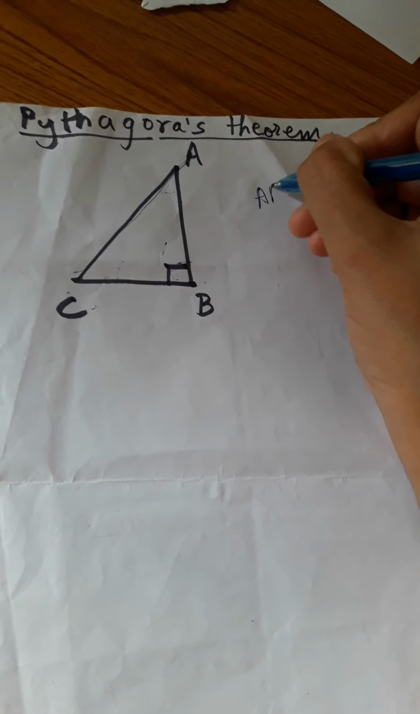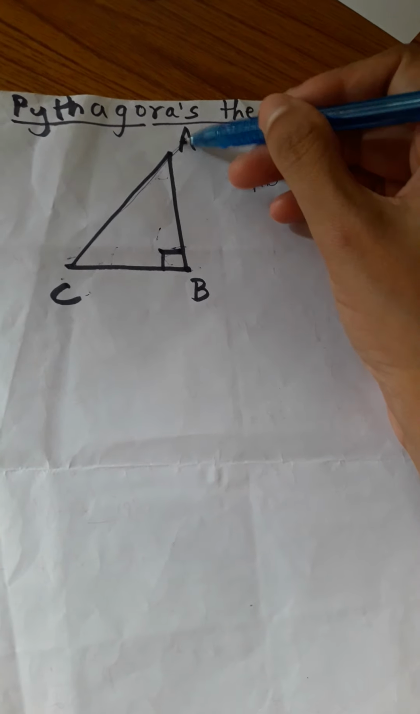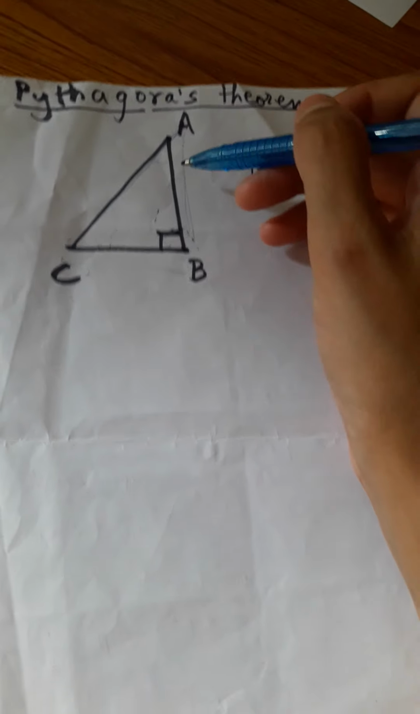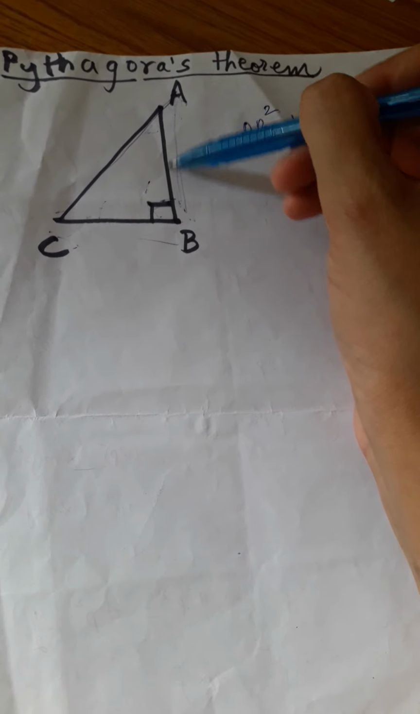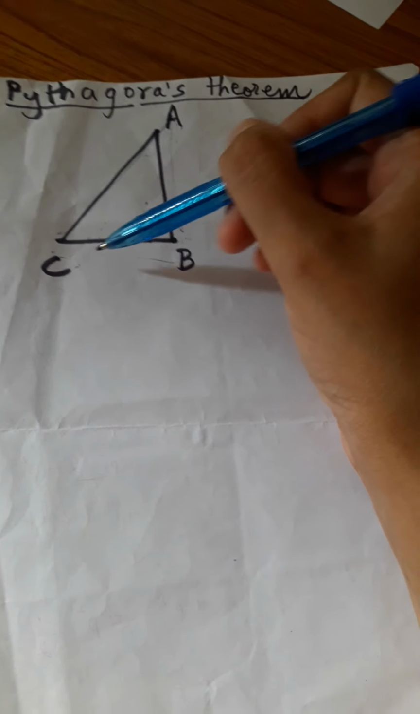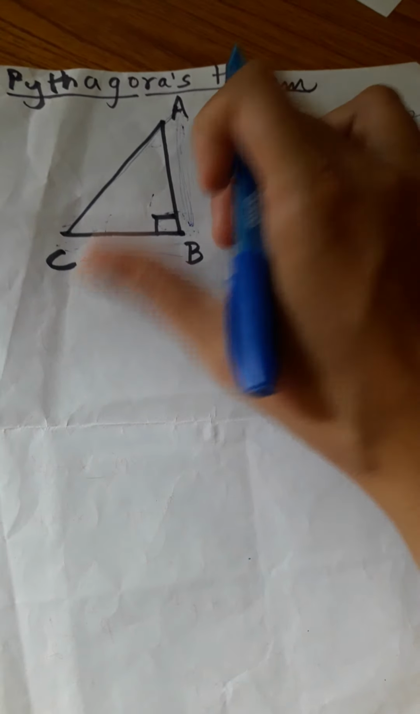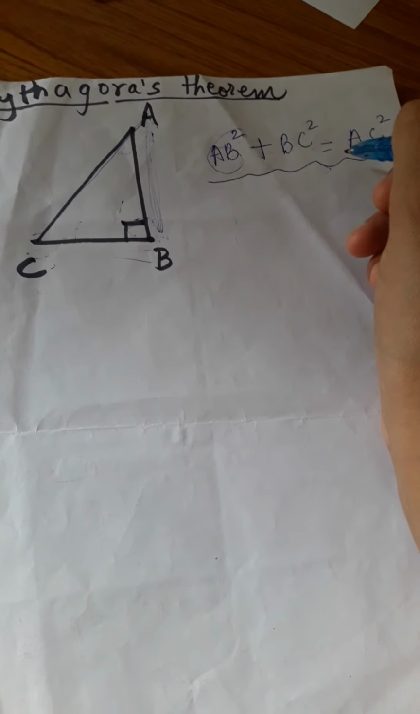So what does the Pythagoras theorem say? It says AB square plus BC square is equal to AC square. So what does it mean? AB square, that is, you take this side and square it. You take this side and square it. Square of AB, this length, square of BC, square them, add them. So this square plus this square should be equal to the square on the hypotenuse. Okay, this is the essence of Pythagoras theorem.